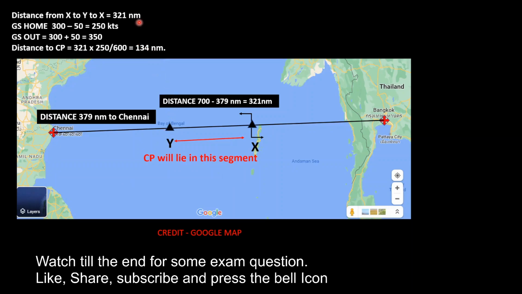So as we have calculated earlier, the distance between X and the Y is 321 nautical miles, the ground speed home is 250 knots, and the ground speed out is 350 knots, and the distance to CP will now be dH upon O plus H. The distance is 321 miles, H is 250, O plus H is 600, so therefore 134 nautical miles is the distance of CP from this point Yankee.